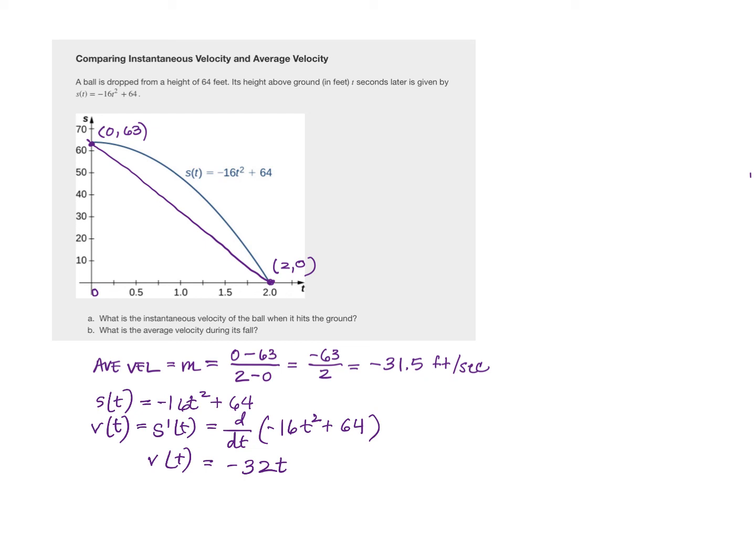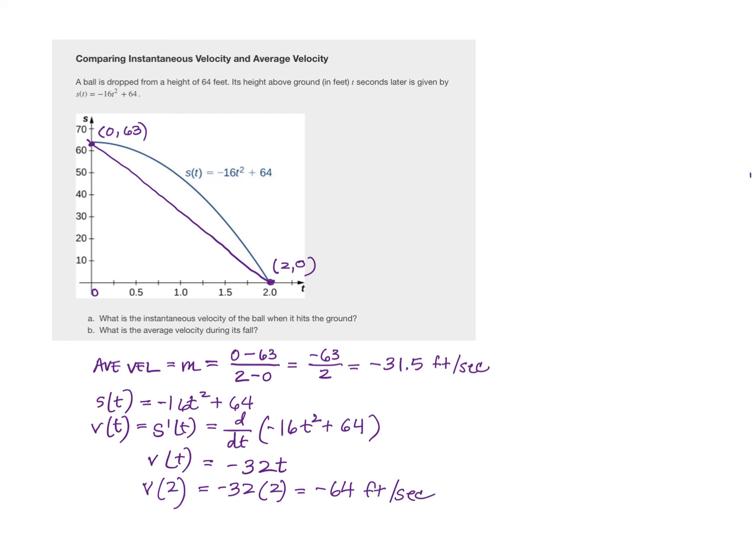We know the position is 0 at 2 seconds. So we can take the velocity at 2 seconds, and we get negative 32 times 2, which is equal to negative 64 feet per second.